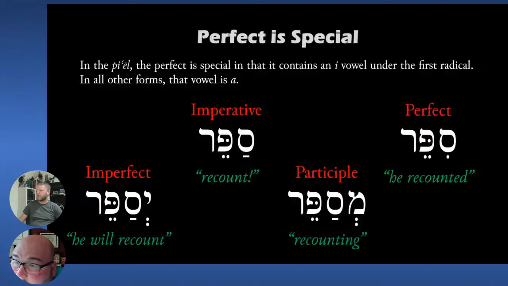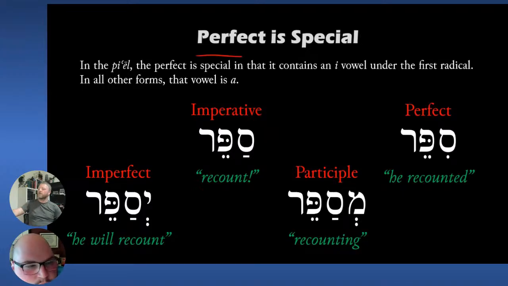It's common to see that e to a change happen in a lot of words, actually, when you think of it, especially if they're closed syllables, or when I say e, I mean sorry, chirik, chirik to patach. That interchange happens a lot, like historically in other Northwest Semitic languages. And there's a name for it. I just don't remember it right now. But yeah.